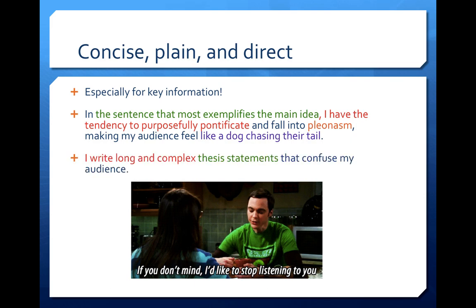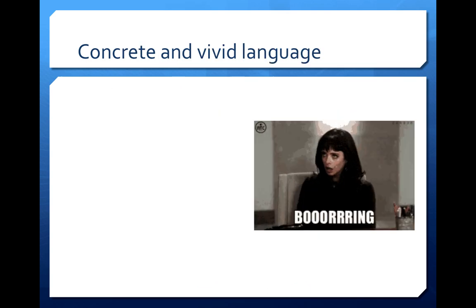I write long and complex thesis statements that confuse my audience. Right? It avoids extra words. It avoids very weird, unknown words. And it avoids figurative language like a dog chasing their tail, which isn't very precise. It's easier to say confuse your audience. It's easier to understand confuse your audience. Okay, next, we're going to talk about concrete and vivid language.